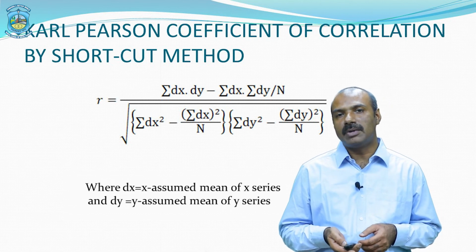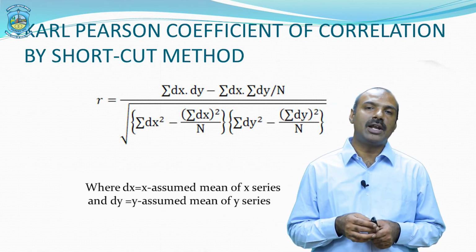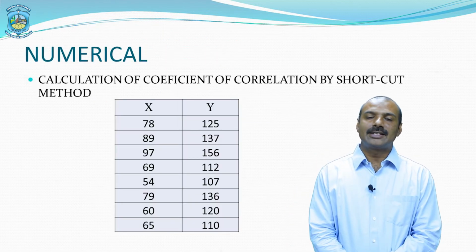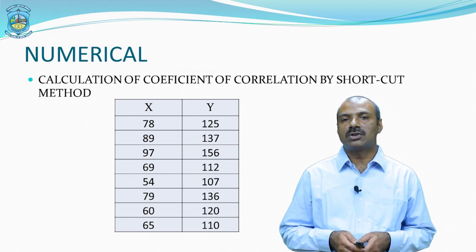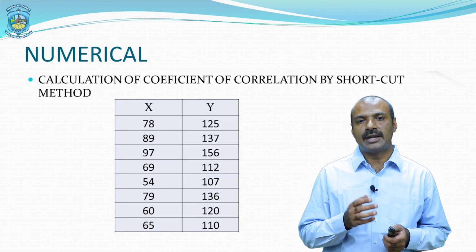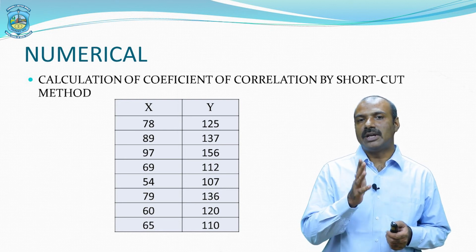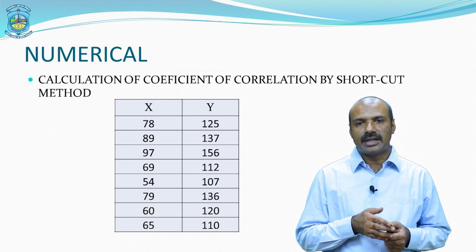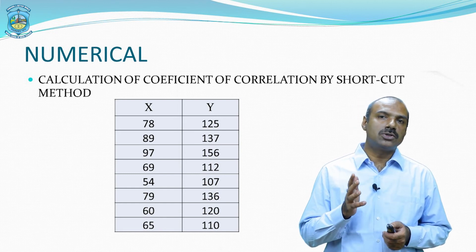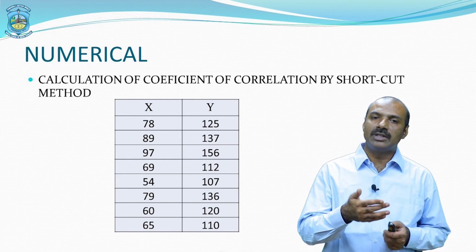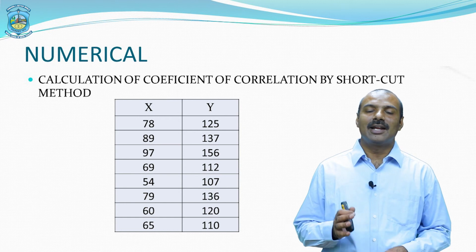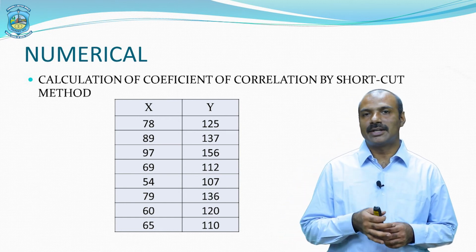Now, what is assumed mean? Assumed mean can be any value between the minimum and the maximum in that particular series. Let's take an example. We have some values of x and y. The first value under x is 78, the next is 89 and so on. So we have to first check the minimum value under x. In this case, it is 54 and the maximum value is 97. So your assumed mean can be any value between the minimum and the maximum, that is between 54 and 97. Similarly, in y series, we again have certain values.